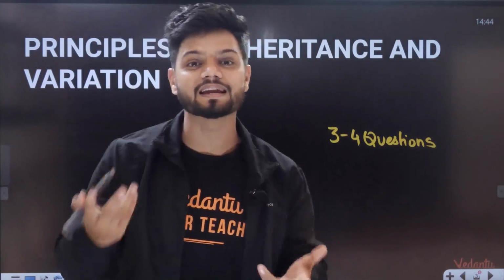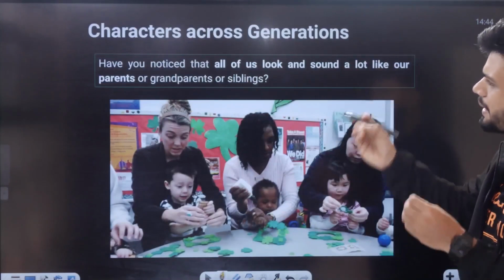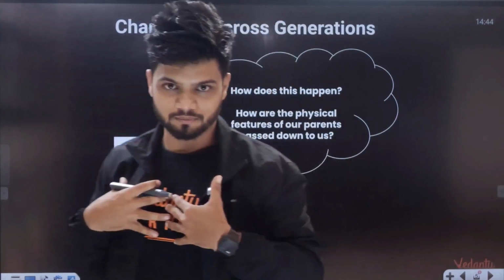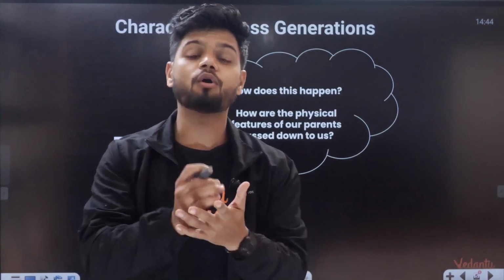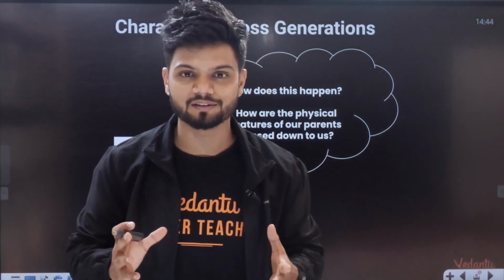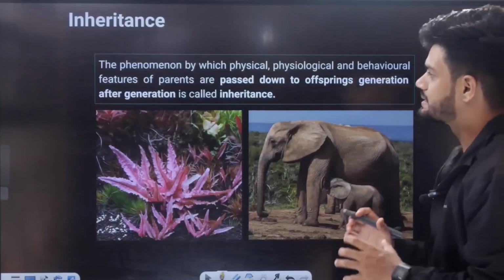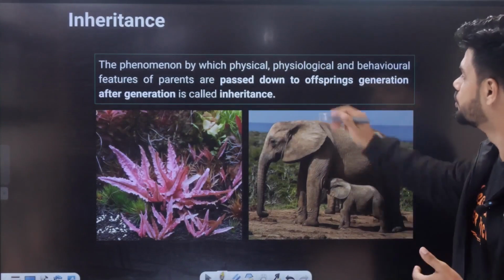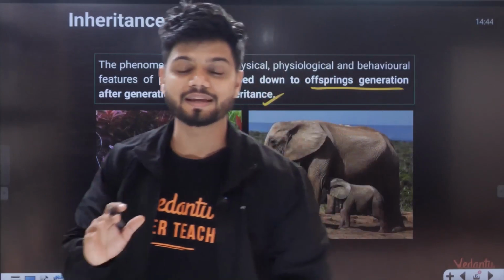That is called your inheritance. Now understand, students. Have you ever noticed that all of us look and sound like our parents or grandparents? You must have noticed. That is from your parent to the offspring. Certain information is transferred from the parent to us, and because of that information both your parents and you almost look alike. It can be behavior also, which you pick up later on. That is a phenomenon by which physical, physiological and behavioral features of parents are passed down to offspring generation after generation, and it is called inheritance.